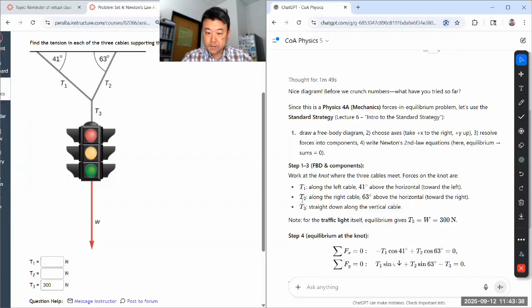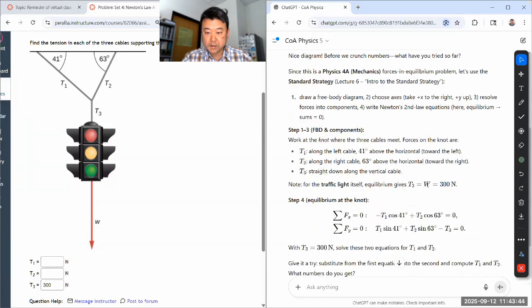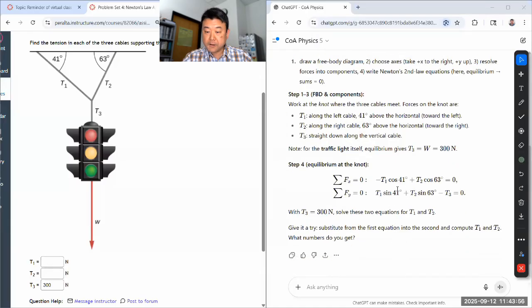T2 along the right cable, right? The traffic light itself. Yeah, this is kind of so simple that you could give the answer right away as a kind of starting place. So step 4. Right. Okay. Yeah, I think there's a judgment call on whether you stop here and then invite someone to do the step for themselves versus do this.